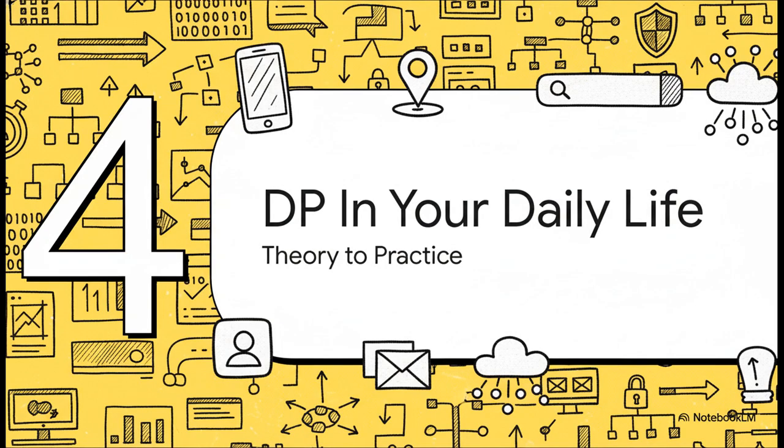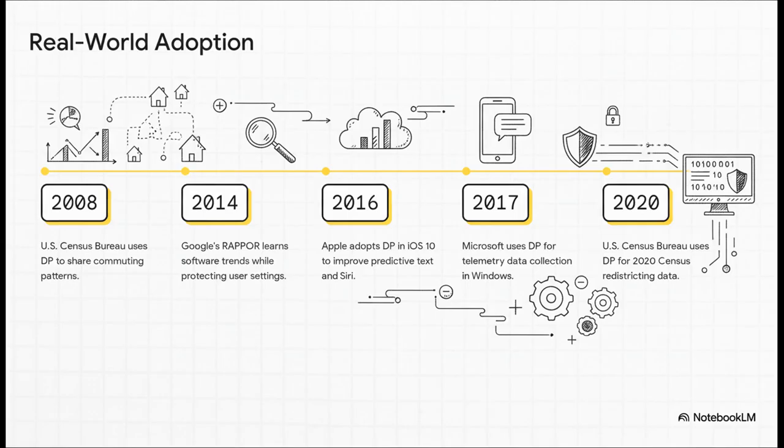Now, I know this might all sound pretty abstract, like something you'd only hear about in a computer science class. But the crazy thing is, you're already using systems built on differential privacy every single day. I mean, just look at this. The US Census Bureau has been using it for over a decade. And then all the big tech players got on board. Google, Apple, Microsoft. This isn't some experimental new idea. It's become a fundamental tool for any organization that wants to analyze data without compromising user privacy.